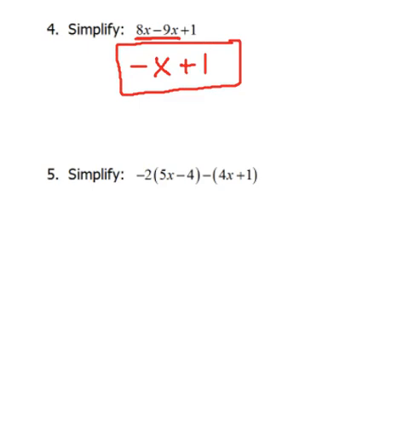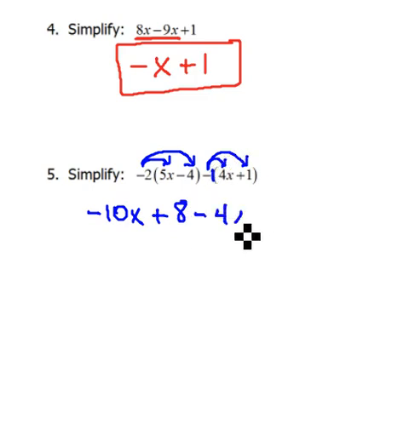Alright, on the next problem, the first thing that I see here is this looks like a distribution, and it absolutely is. We're going to distribute our negative 2 throughout the parentheses, and then for the second one we're going to be distributing our negative sign, or you could think about it as a negative 1 if you wanted to. But negative 2 times 5x would be negative 10x. Negative 2 times negative 4 would be a positive 8. And distributing our negative sign, this would be minus 4x minus 1.